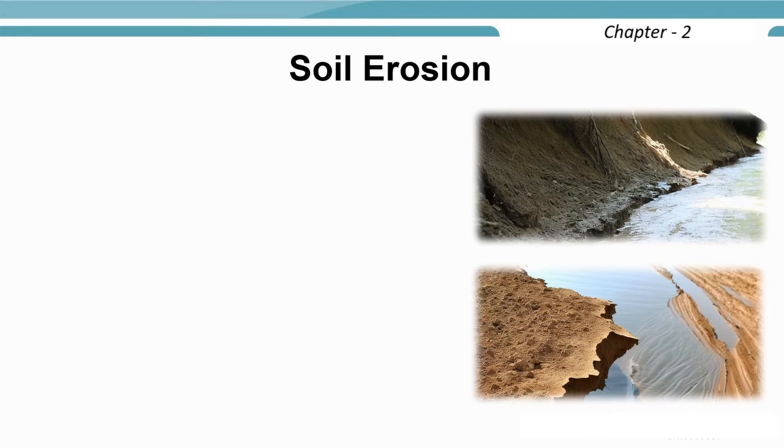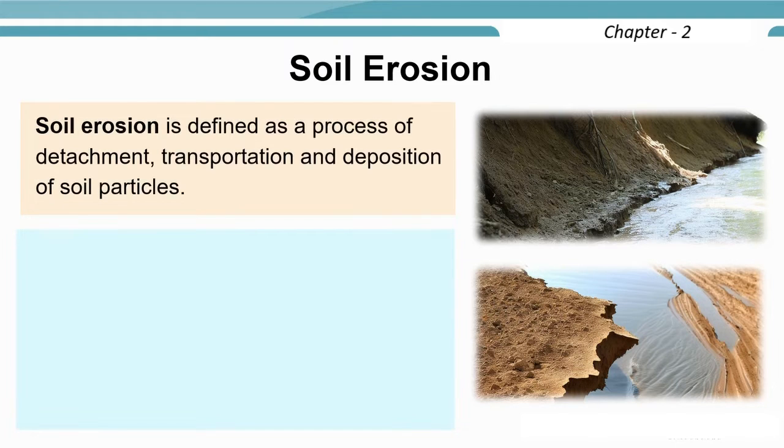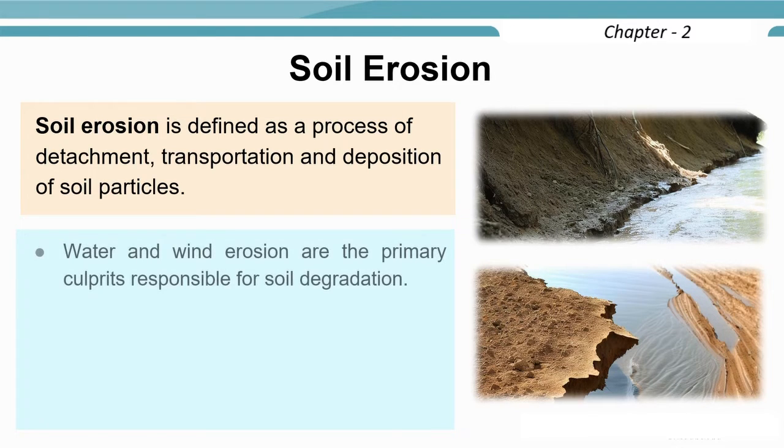What is soil erosion? Soil erosion is the process of detachment, transportation and deposition of soil particles. Rainfall has the ability to detach the soil particles, and then these soil particles are carried away by flowing water. The two main agents which are responsible for soil degradation are water and wind.